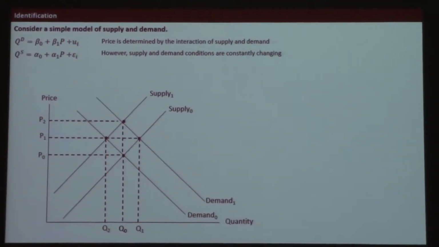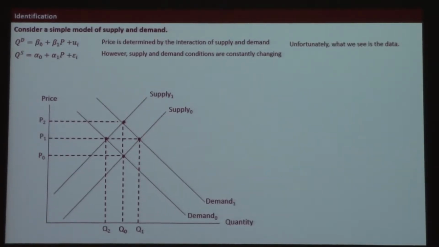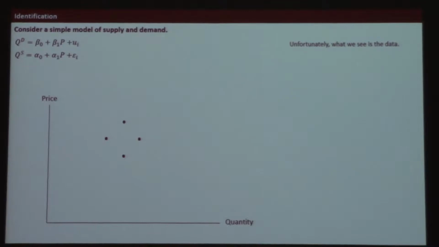But we don't get to see these curves. What we see is the data. And from this, we have to try to estimate usually demand curves, but also supply curves. So again, think about this as just being a data set. It's a data set with 4 points. It could be 4 million points, it could be 4,000 points. We're just going to simplify this with 4 points.